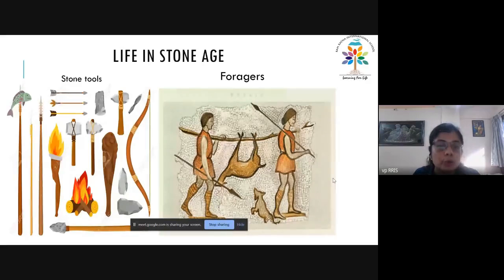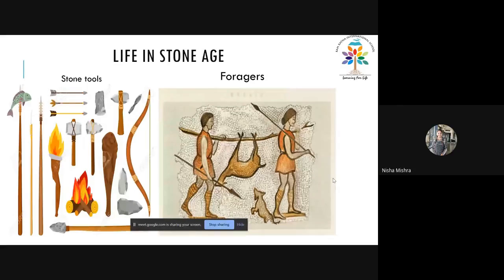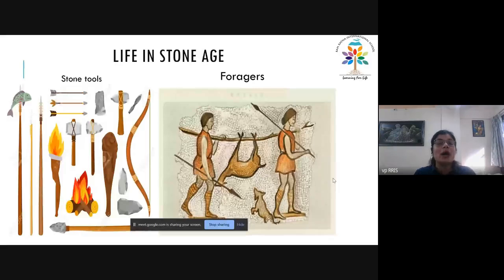But then you need food also to survive, right? So how did they get their food? Was that also stone? Did they make the food from stone? Yes, people have written hunt. Shabnam ma'am has written to hunt. Yes, they used to hunt, they used to kill animals, and they used to move around and gather all berries and wild plants which were lying around, and they used to eat that. They used to hunt for wild animals.